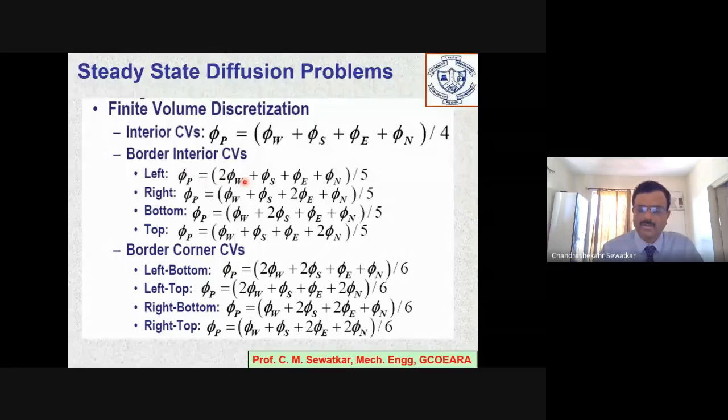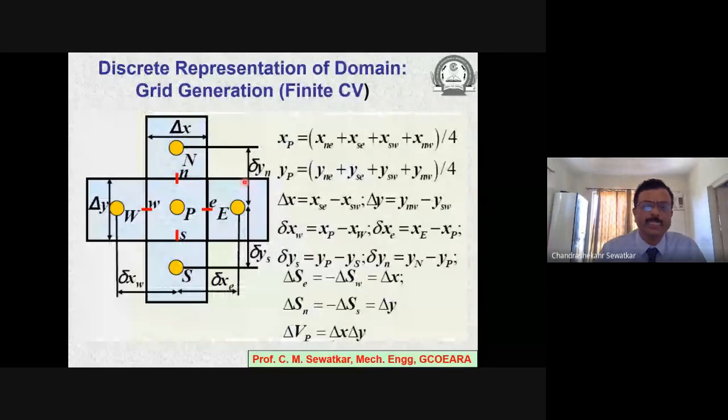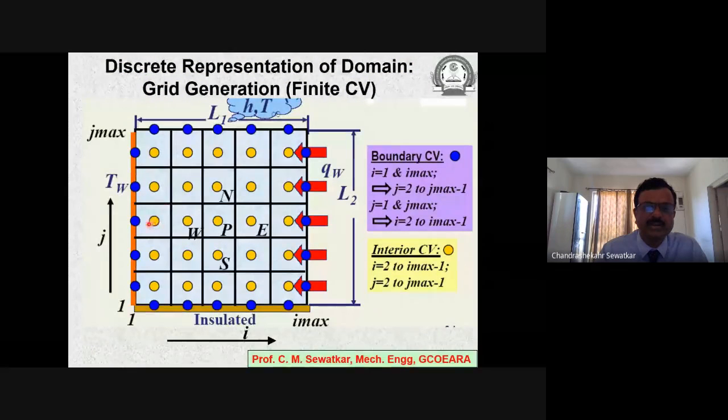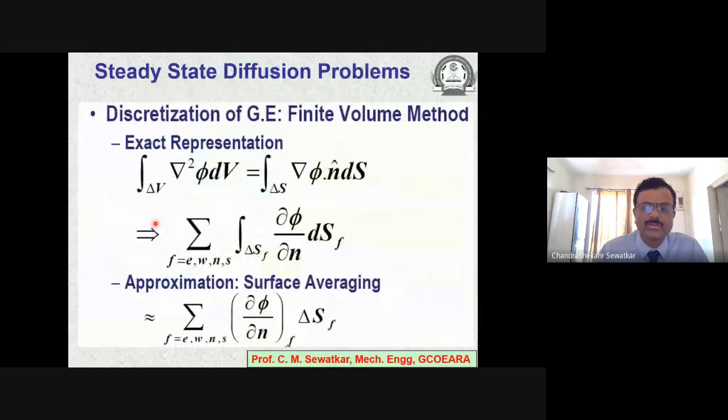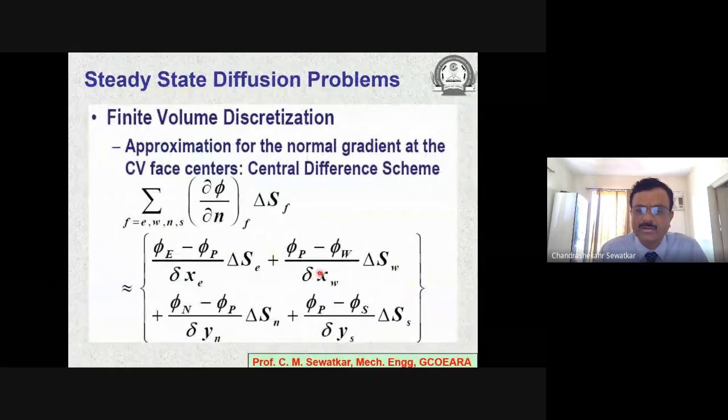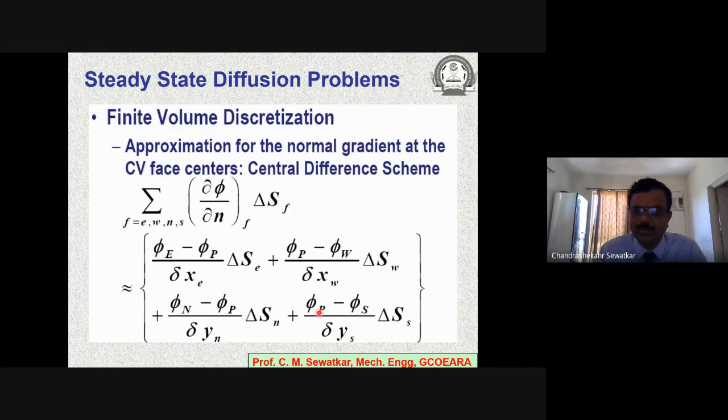If it is the left border control volume, this distance is delta x by half. So delta xw is delta x by half. So here, this is delta x by half, so I cannot cancel it out. In that case, 2 will go to the numerator and then I can cancel out. So I will have 2 phi p's here and 2 phi w's here. Similarly here also, for the south face, we will have 2 phi p's and 2 phi s if I am talking about the bottom border line.